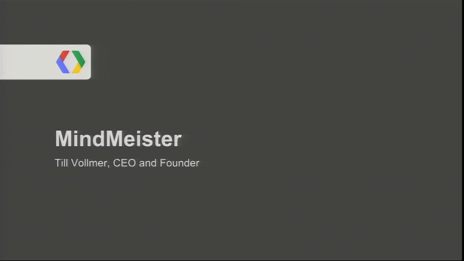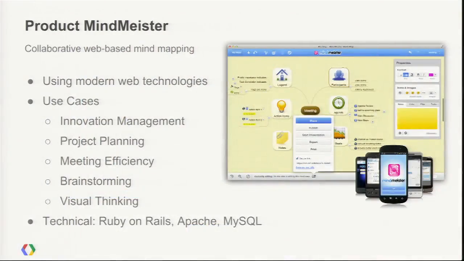My name is Till Vollmer, and I'm the CEO and founder of MindMeister, which is an online collaboration platform, an online mind mapping platform. In case you don't know what mind mapping is, a short introduction. You see on the screen a mind map, which is a graphical form of representation of structured information. On this mind map, for example, we see meeting minutes with participants, with agenda, with the goals of the meeting, and you structure all your thoughts around the meeting in this mind map.